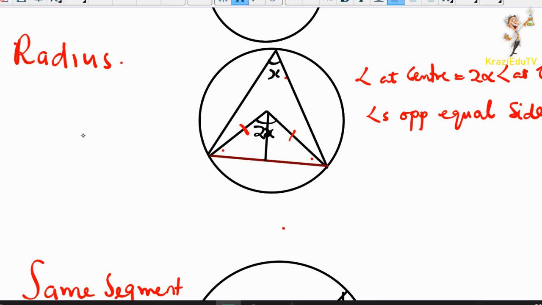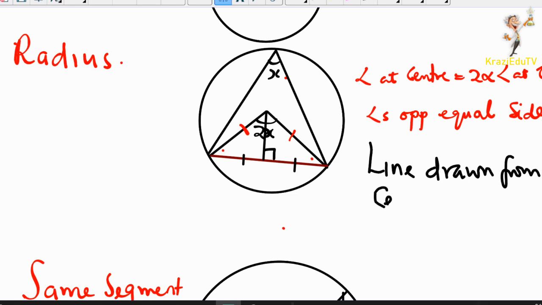Having said all of that, we have all our theorems just in one piece. Then that is equal to that if this is 90 degrees. Line drawn from center perpendicular to the chord will do what? Bisect. Okay, so we have all of that.